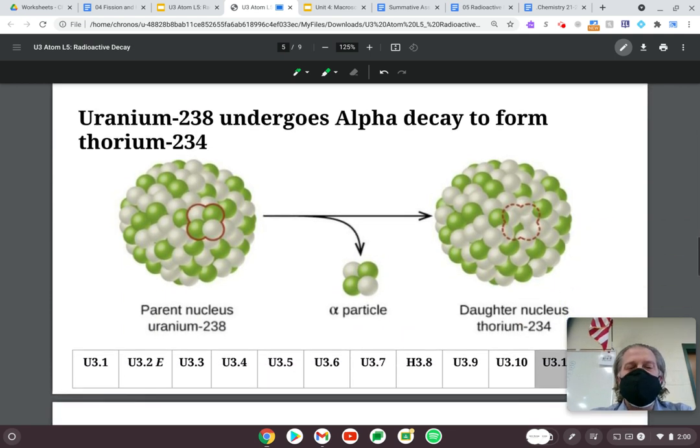Now, an illustration of what occurs is that when uranium-238 undergoes alpha decay to form thorium-234, a single alpha particle, that is 2 protons and 2 neutrons, is emitted from the uranium atom. And what's left behind is the uranium atom minus 4 particles, right? 2 protons and 2 neutrons. And what that gives you is a little bit more stable thorium atom, a brand new atom.